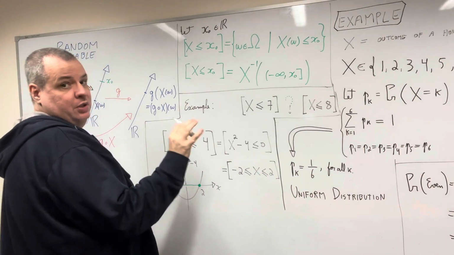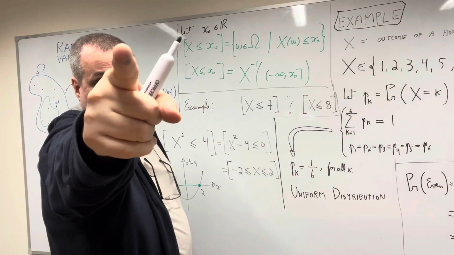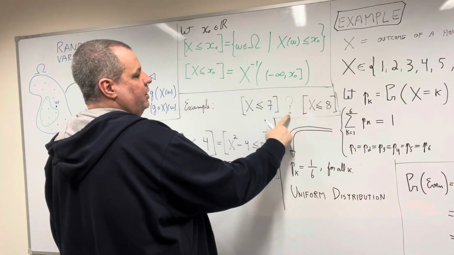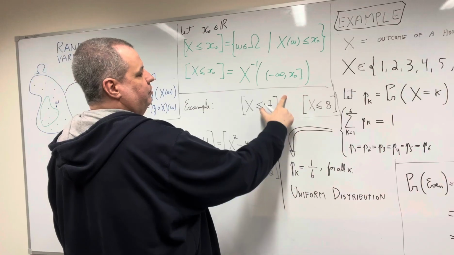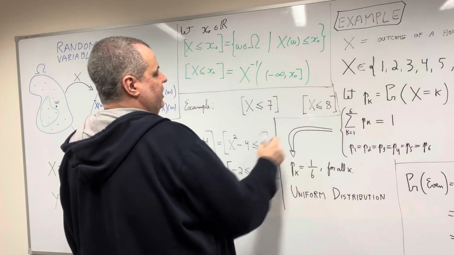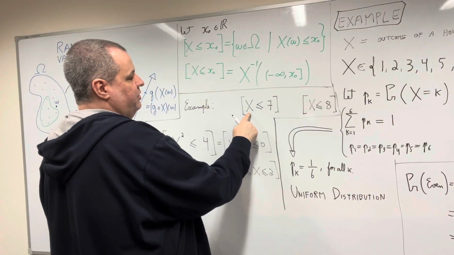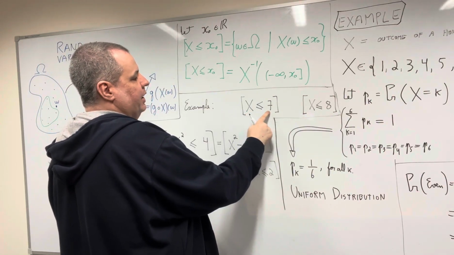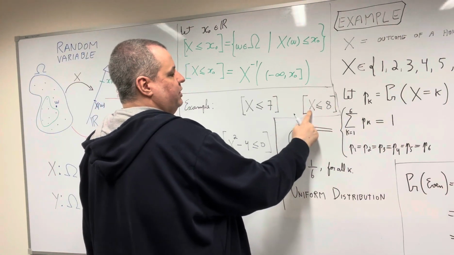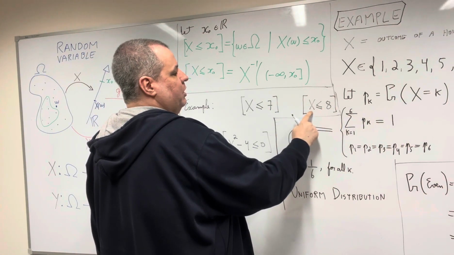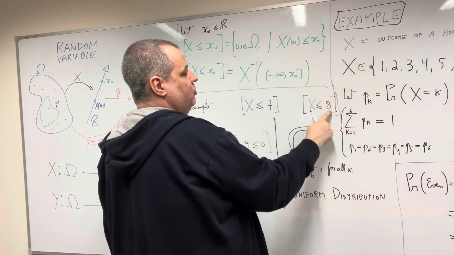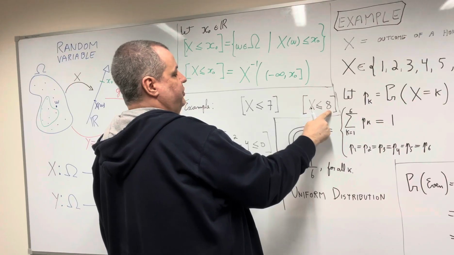Okay, so quick example to see if you are understanding. Tell me, what do I write here in the middle? So if I have this event and this is another event, these are all the states that when you apply the random variable, I get 7 or less. This is short for all the states, for all the little omegas, such that when I apply the random variable X, I get 8 or less.